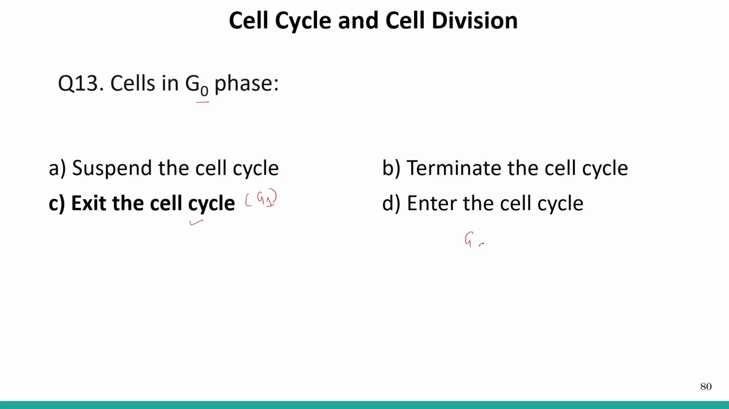We have the G1 phase, S phase, G2 phase. Cells such as heart cells, some skeletal muscle cells, lymphocytes, some nerve cells, they exit the cell cycle at G1 and they enter the G0 phase. So this should be the answer: exit the cell cycle.